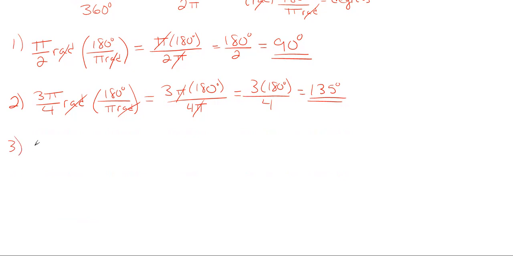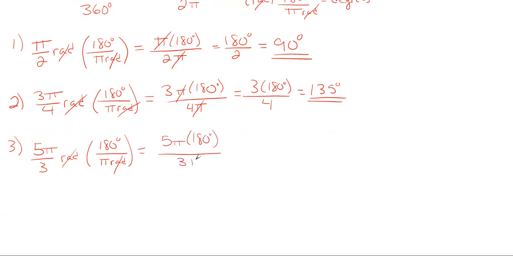So number 3 is 5 pi over 3 radians. And to convert that to degrees, once again, multiply by 180 degrees divided by pi radians. The radian units will cancel with each other. And we have 5 pi times 180 degrees over 3 pi. The pi's will cancel with each other. And essentially what we have is 5/3 of 180 degrees. And that gives us exactly 300 degrees.